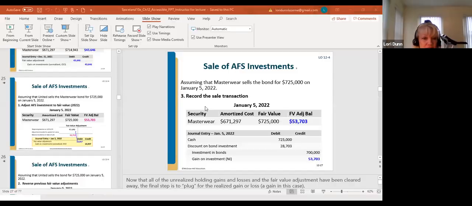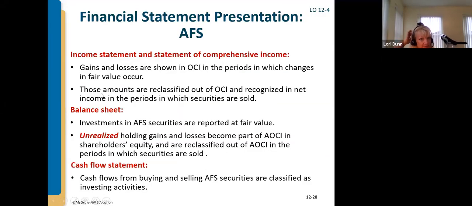Okay, I'm going to go back to my PowerPoint. So how do we report these? Again, gains and losses because of fluctuation in fair value at the end of the year are reported right in other comprehensive income. I'm going to pull that up in a second for you. Those amounts are reclassified or taken out of other comprehensive income when the security is actually sold. We saw that. The investments for available for sale security categories are reported at fair value.